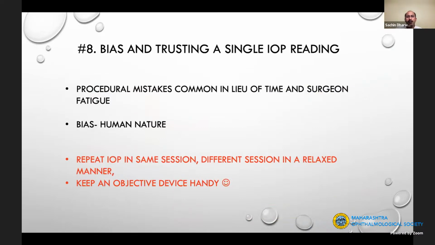Always remember that bias and trusting a single IOP reading are always problems, especially in Goldmann's and Perkins, because they are, as I said, subjective techniques. So procedural mistakes are common in lieu of time and surgeon fatigue, and bias is a second human nature. So in case we find an abnormal intraocular pressure, rather than jumping the gun, it's important to repeat the intraocular pressure in the same or different session and in a relaxed manner. And always keep an objective device ready just in case you want to double check, especially in the normal intraocular pressure ranges.